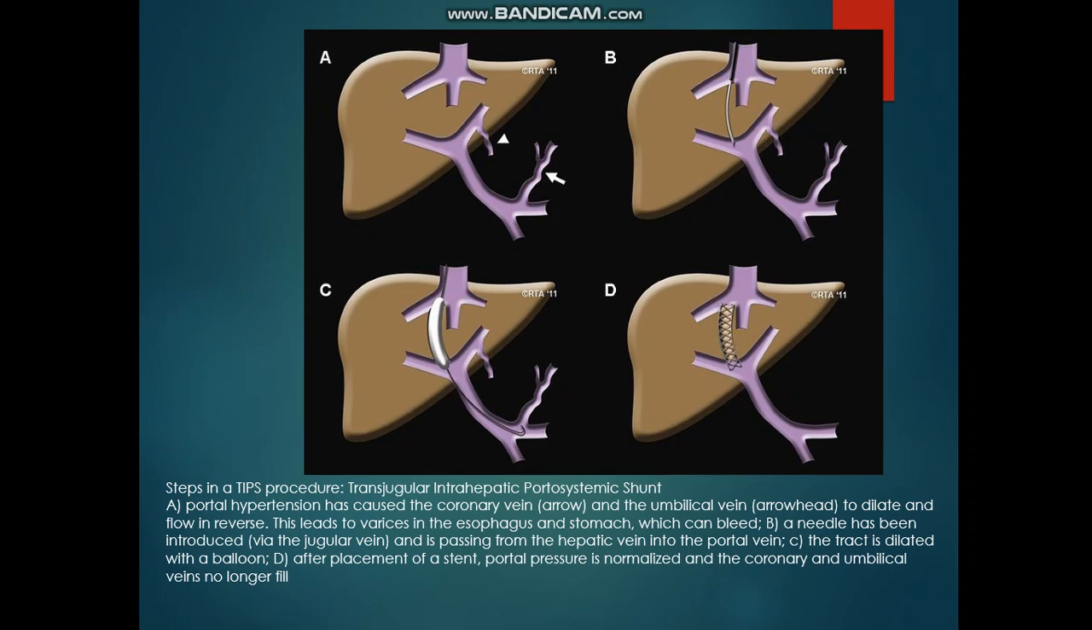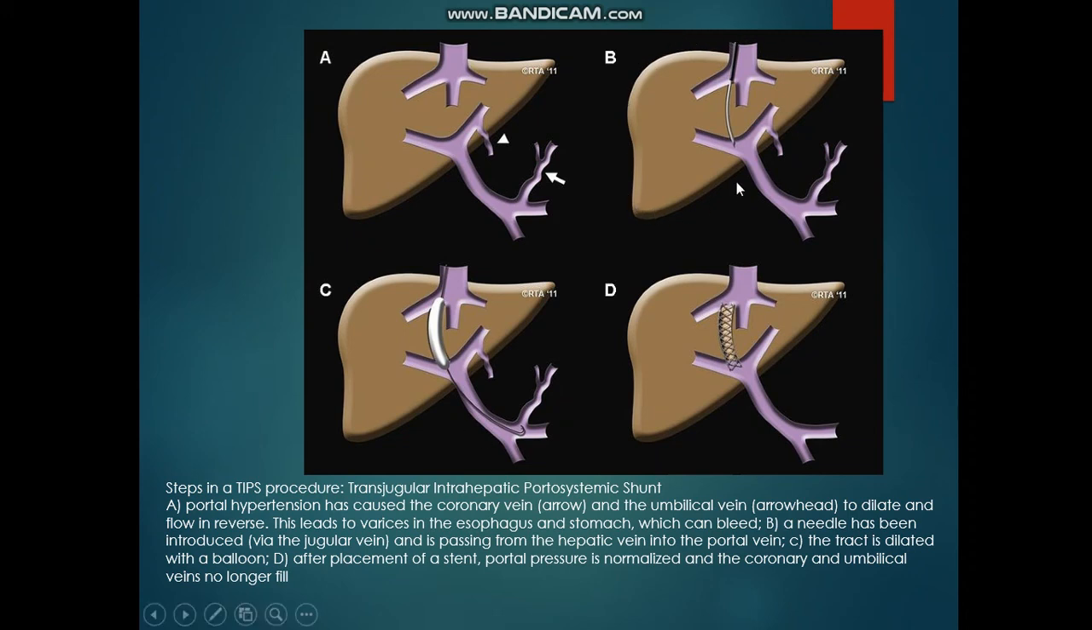One example is the steps in a TIPS procedure. In the first picture, you can see portal hypertension has caused the coronary vein and the umbilical vein to dilate and flow in reverse, as you can see here. This leads to varices in the esophagus and stomach, which can bleed.